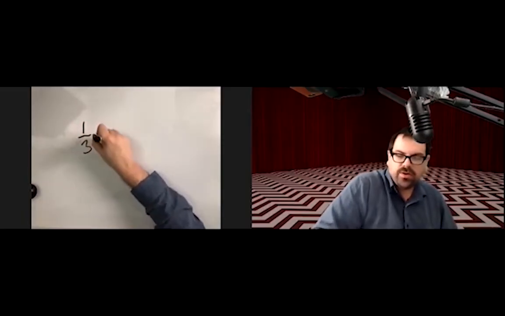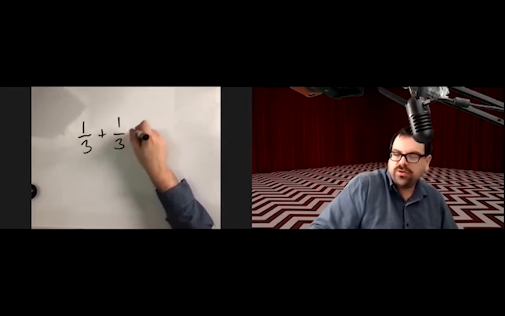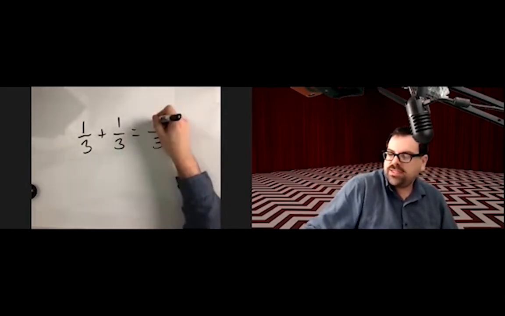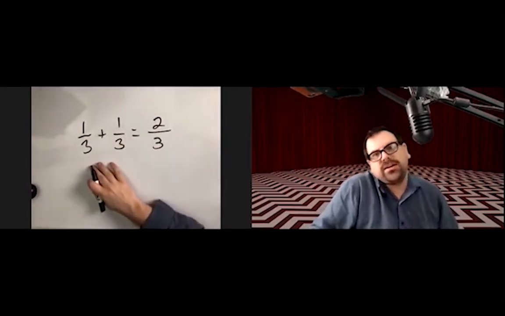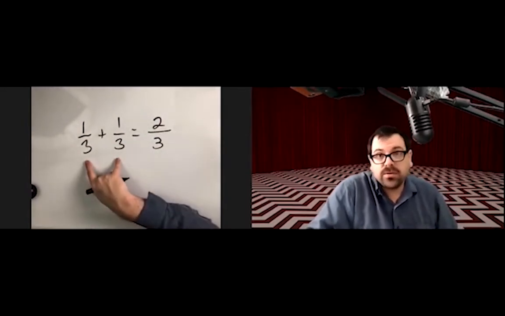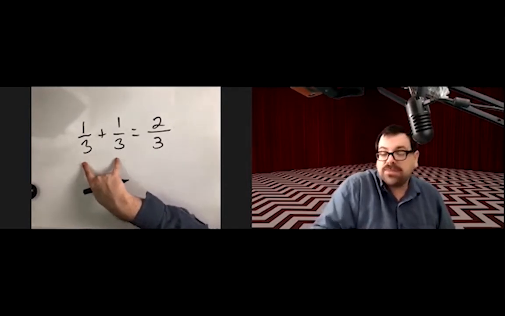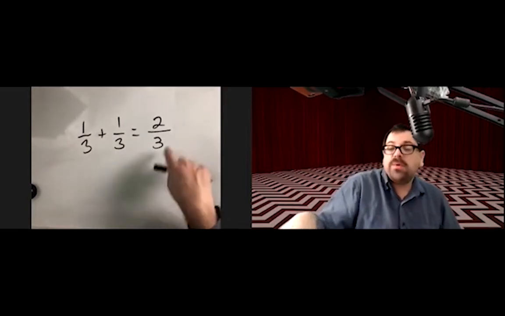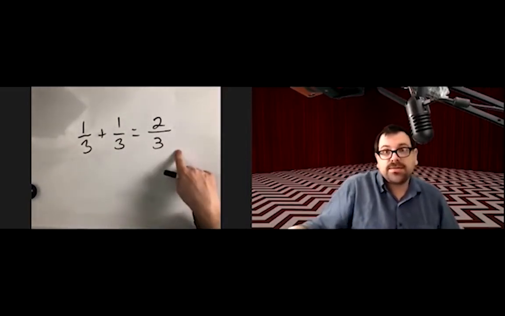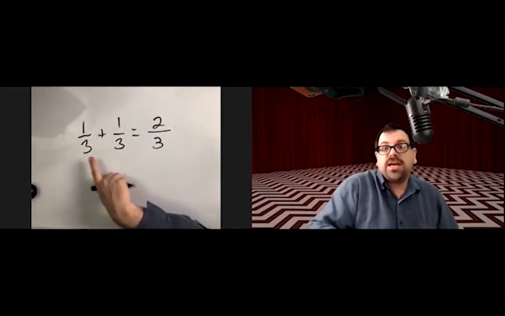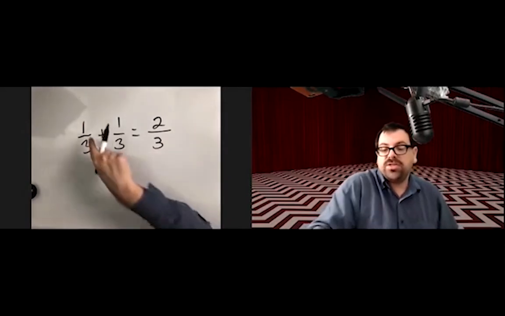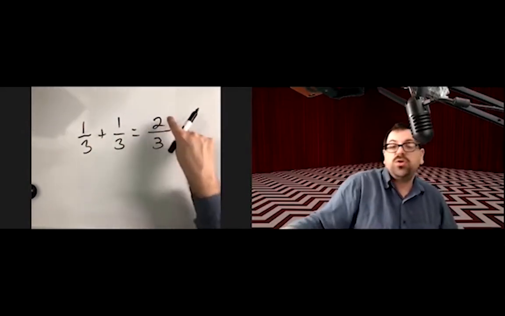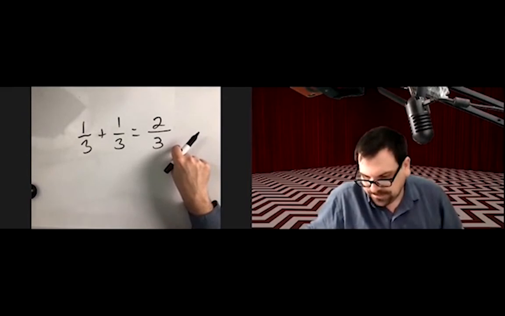If we have 1/3 plus 1/3, we know that that is 2/3. Why? Because when we add or subtract fractions, we need a common denominator. We need the same number on the bottom. And then when we add or subtract, we keep that number on the bottom. It wouldn't be 3 plus 3 is 6. Since we have thirds and we're adding thirds, our answer is thirds. How many thirds? 1 plus 1 is 2 thirds.